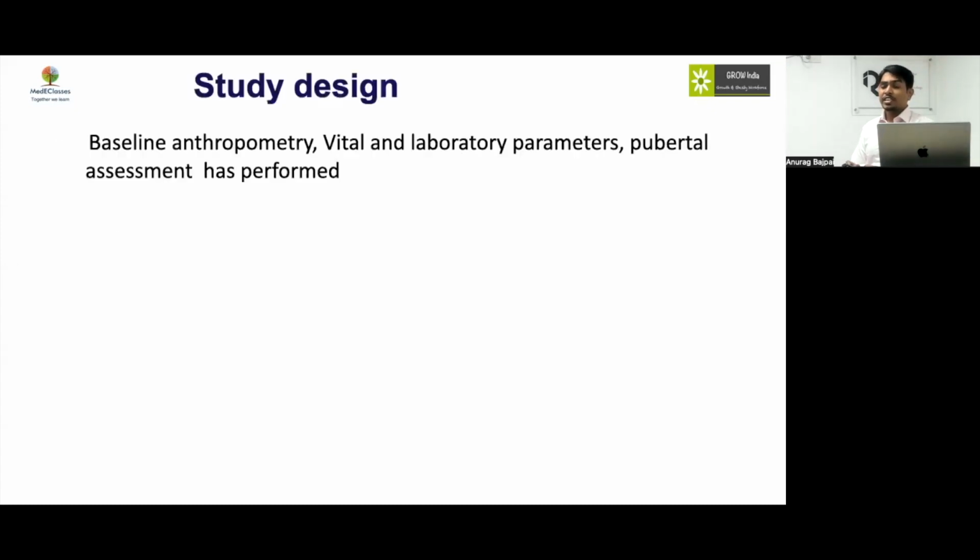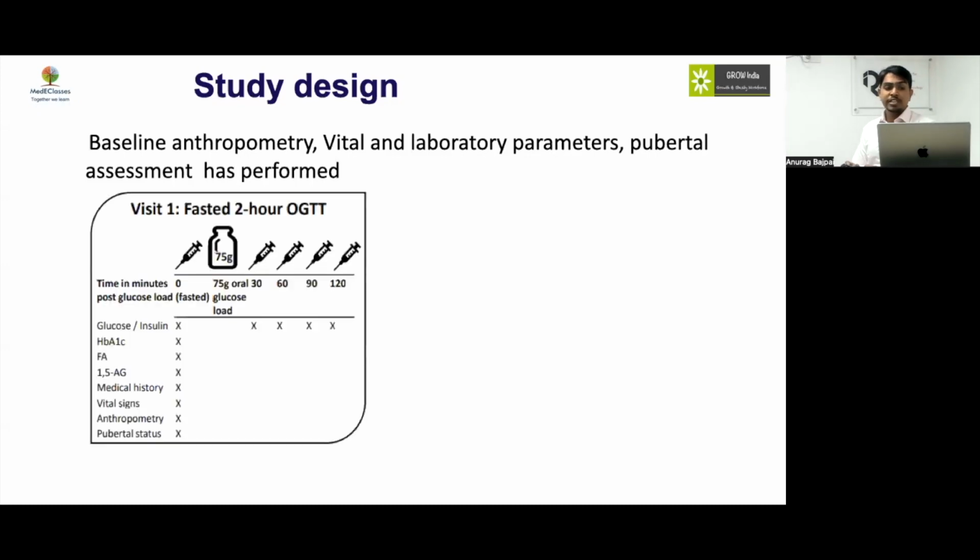So what is the study design? At baseline, they have taken anthropometry data, vitals, and basic laboratory parameters. If I start according to the study, at the first visit they have taken a fasted sample, which contains fasting blood sugar, HbA1c, 1 hour OGTT, and 2 hour OGTT, and the minimum fast required was 12 hours.